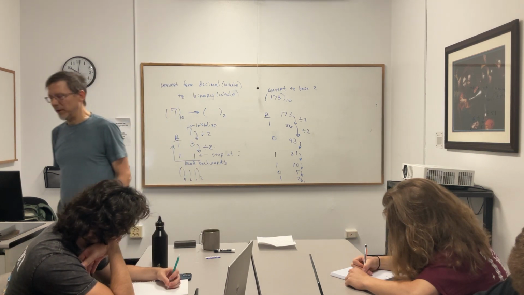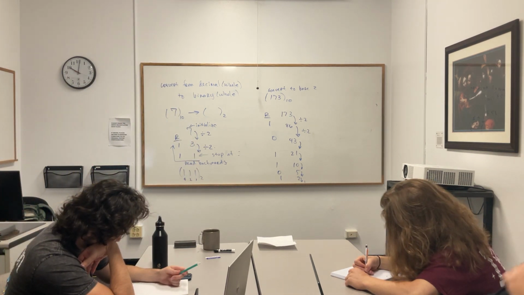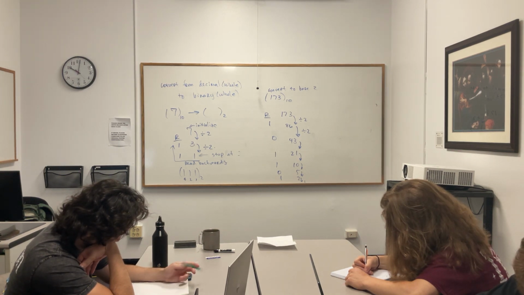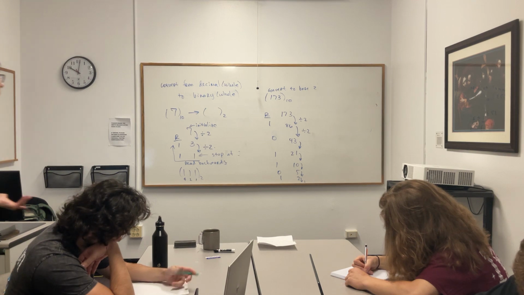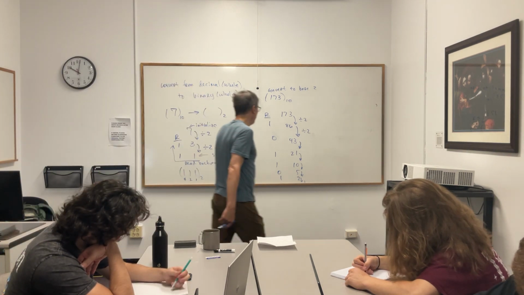Your last place will always be a 1. Because if you're starting with 0, it was something that didn't need to be written. You never write leading digits that are 0.